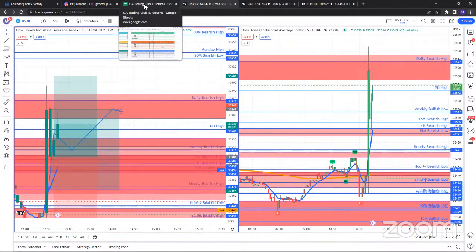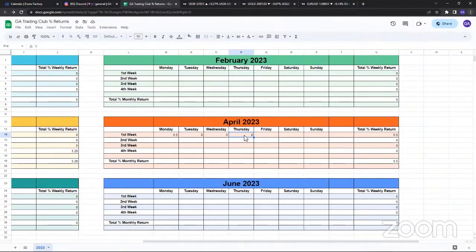Let's see. For now, I'll go ahead and update. So yesterday, right? We did have two losses yesterday. One for 0.5, that was US 30, minus 0.5%. And we took a loss on EU for minus 0.75%. So that led to a total loss for the day of minus 1.25.